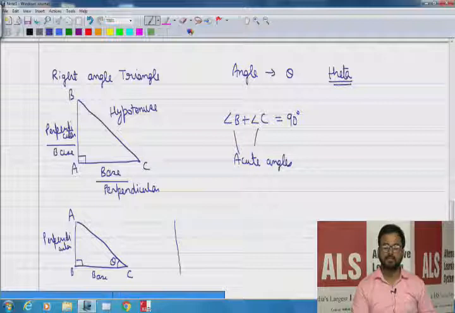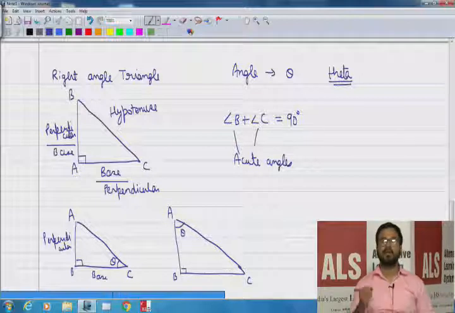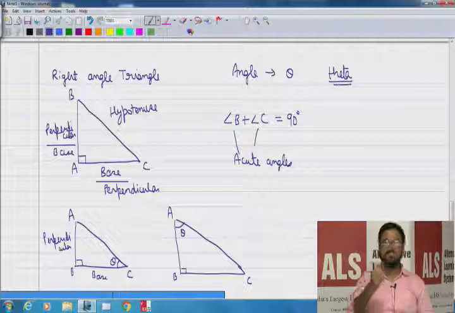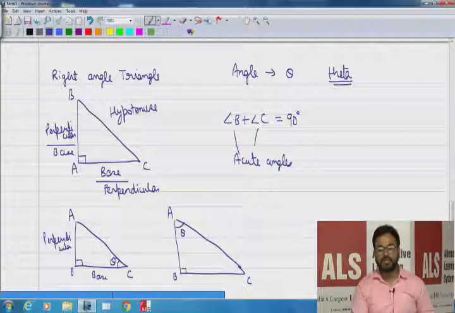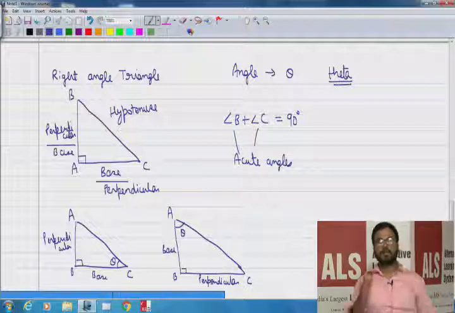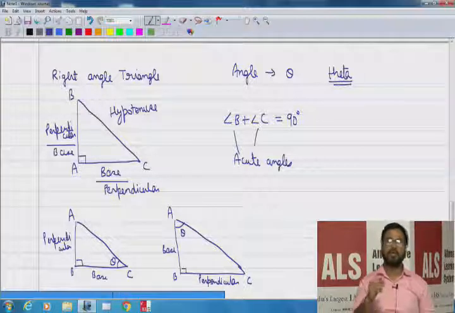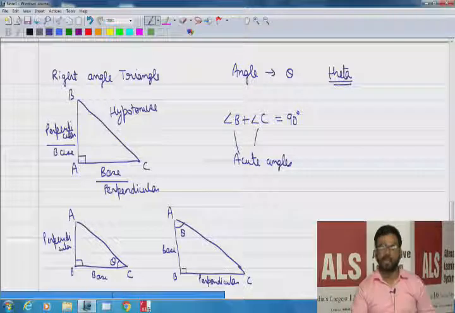In the same triangle, if I consider vertex A as my theta, then this time the side opposite to theta is BC. So BC is called the perpendicular this time, and AB is called the base. So take care of this thing. The side opposite to theta is called perpendicular, the other one is called the base, and the side opposite to 90 degree is always known as hypotenuse.